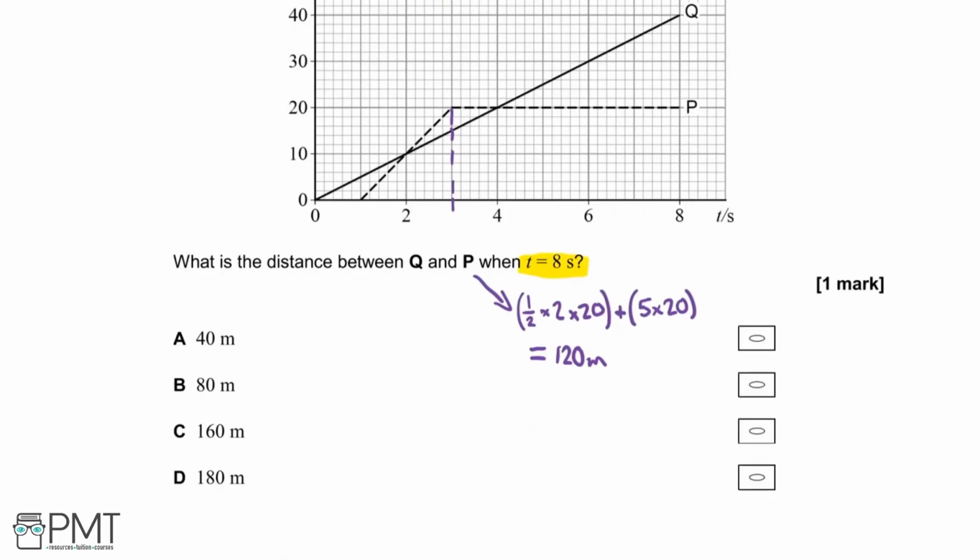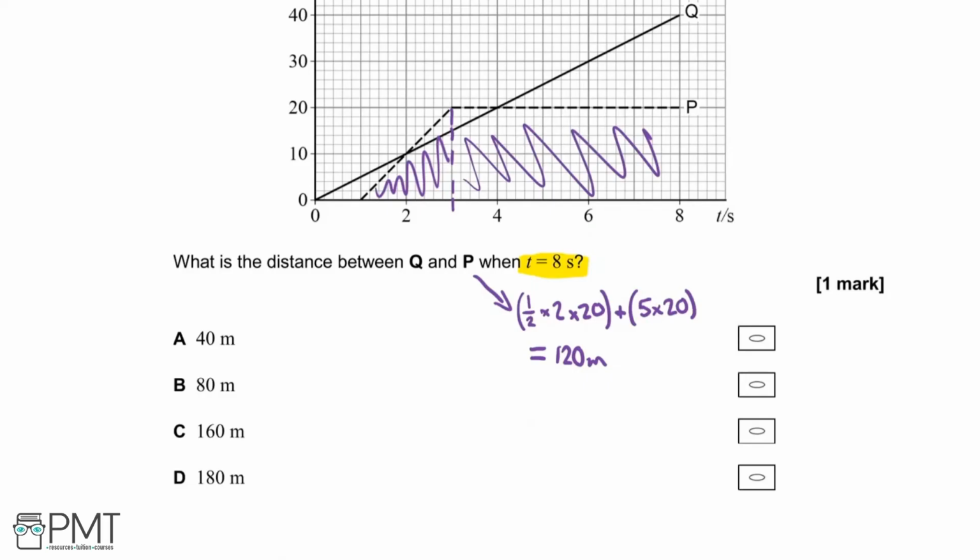So we end up with 120 meters for the displacement of P. You can see I've done the area of the triangle, which is a half times 2 times 20, that triangle on the left here, and the area of the rectangle next to it, which is going to be a base of 5 seconds multiplied by 20 meters per second.